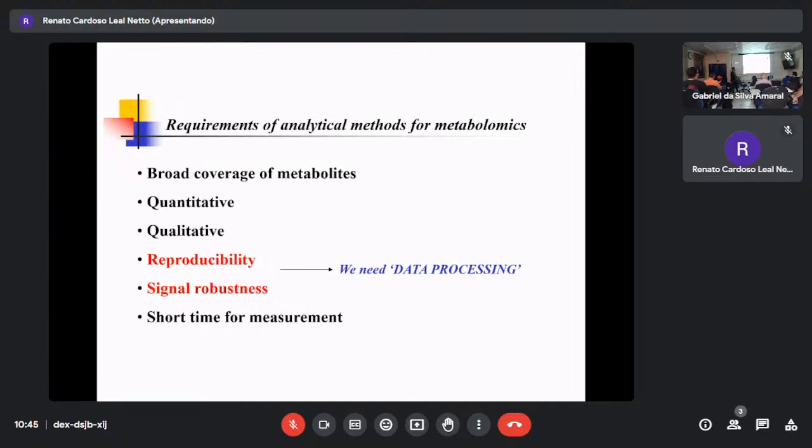Second, quantitative. What's the meaning of quantitative?